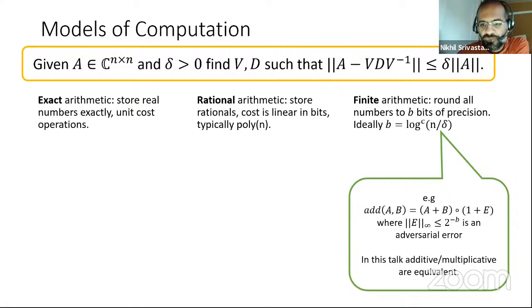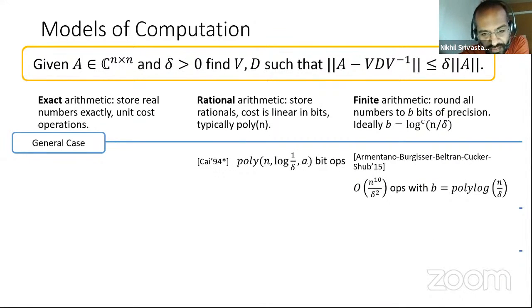And let me review what's known about this approximate diagonalization problem in these models. So for the case of general matrices, the first provable result for all matrices is due to Jin-Yi Cai from 1994 in the second column. And he proved that in rational arithmetic, this problem is in polynomial time. So what he proved is, given such a matrix and desired accuracy, if you know that the matrix has integer entries with little a bits, then you can solve this problem in time that's polynomial in n, log 1 over delta, and this number of bits per entry.